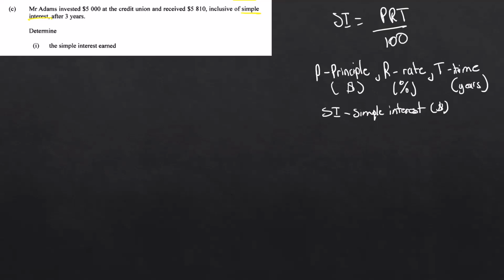I'm just explaining the concept of simple interest. If, let's say, Rihanna asks me for $5,000, I can lend it to her, but when she pays me back, she gives me $5,800. Well, in this case, Mr. Adams received $5,810.